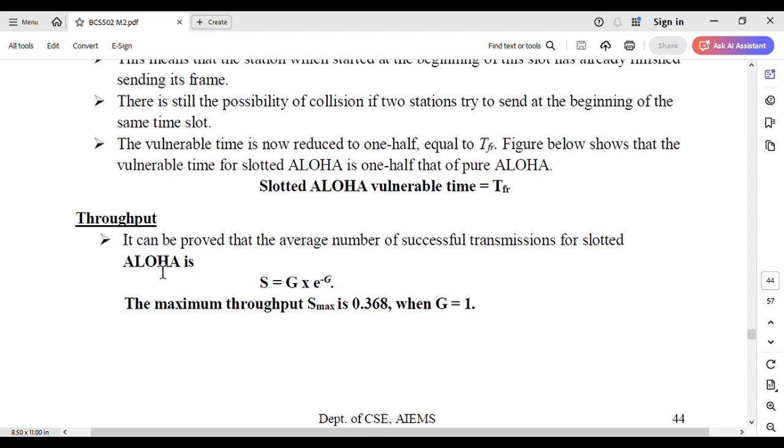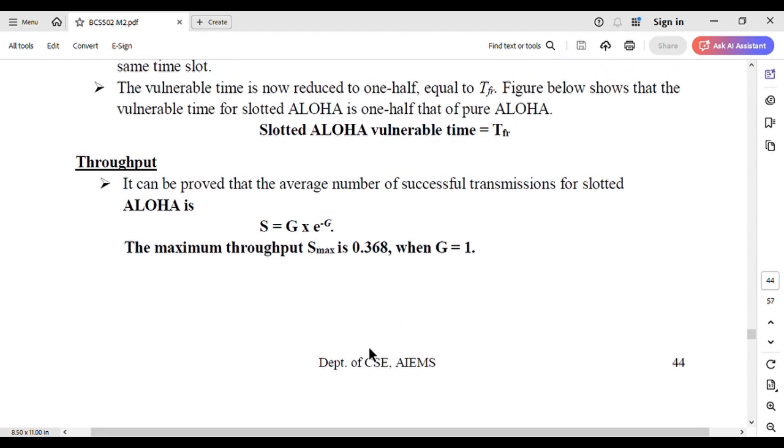Next, throughput. It can be proved that the average number of successful transmissions for slotted Aloha is S equal to G times e to the power of minus G. The maximum throughput is S max equal to 0.368 when G is equal to 1.